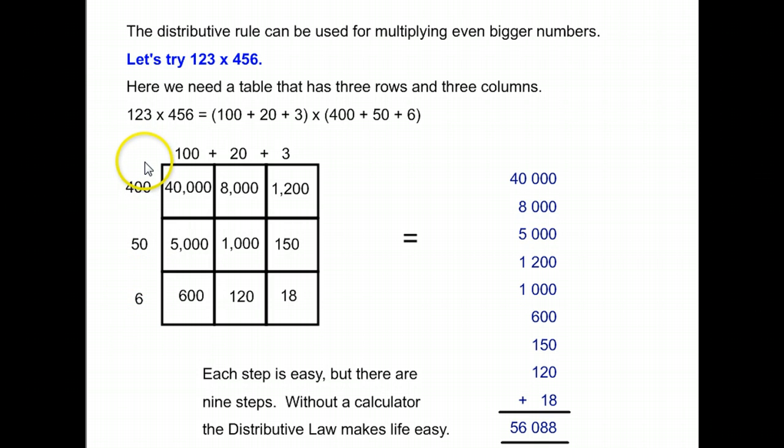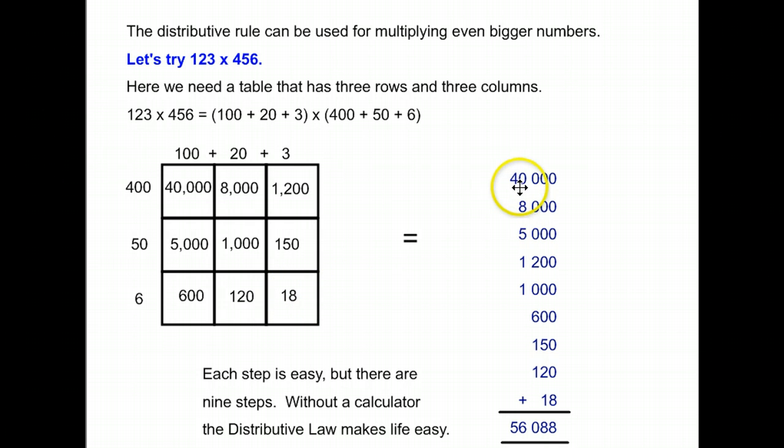400 times 100 is 40,000. 400 times 20 is 8,000. 400 times 3 is 1,200. 100 times 50 is 5,000. 50 times 20 is 1,000. 3 times 50 is 150. 6 times 100 is 600. 20 times 6 is 120. 3 times 6 is 18.